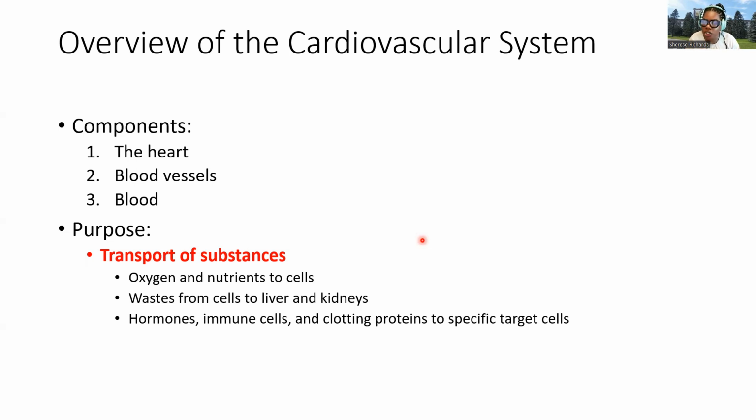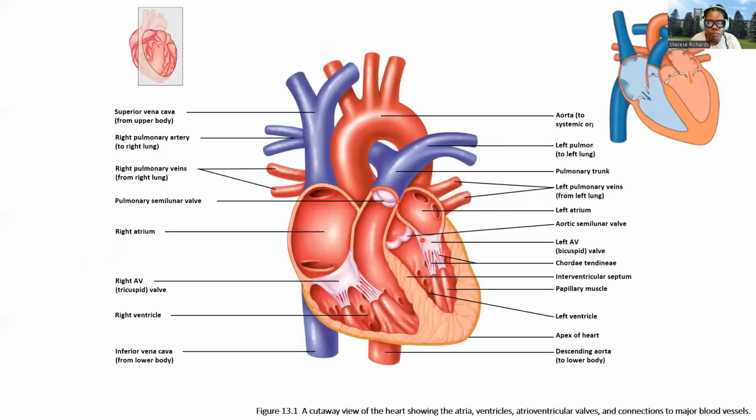We also want to think about general distribution, transportation of immune cells to help fight pathogens, clotting proteins to help clot the blood, especially at the site of injuries, and then just the supply that's needed, hormone signaling, etc., for various target cells. So it's an extremely important system to the functioning of all the other body systems, right?